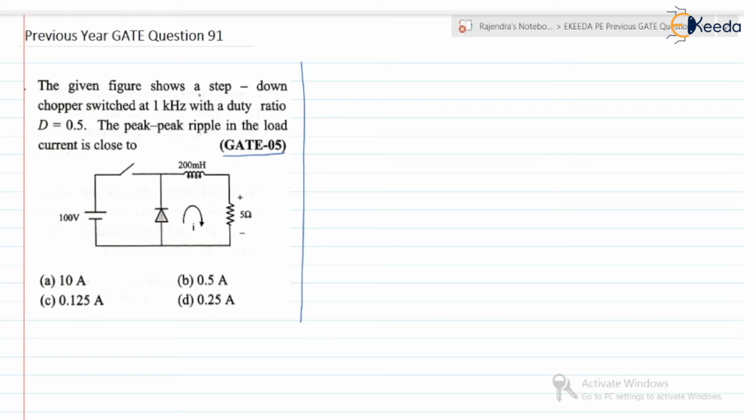The given figure shows a step down chopper switched at 1 kHz with a duty ratio D equal to 0.5. The peak to peak ripple in the load current is close to... They have asked the peak to peak ripple current, that is delta I, or delta IL, which is equal to delta I0. Ultimately we need to find delta I0, where I0 is nothing but IL. Now if you recall, it is a buck converter, that is a step down chopper.